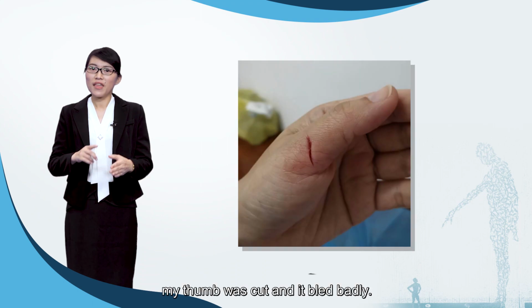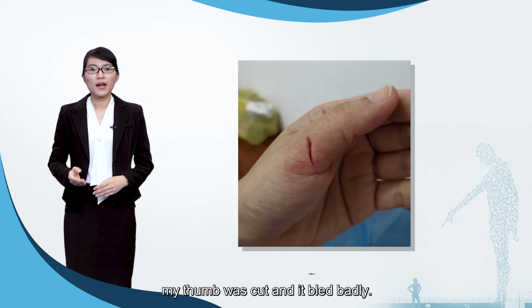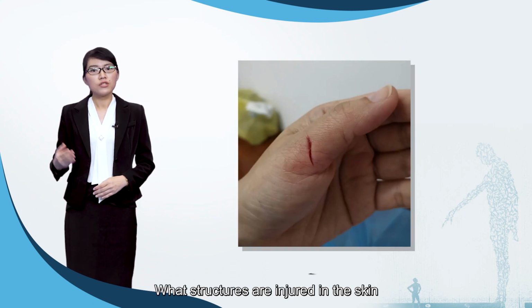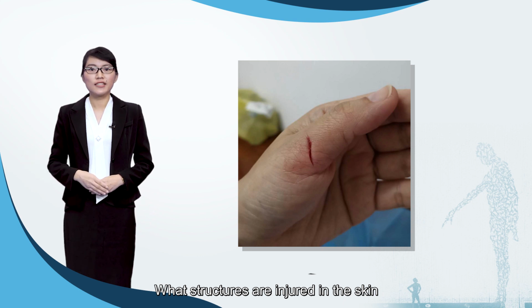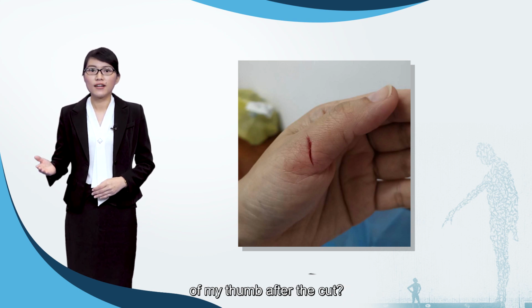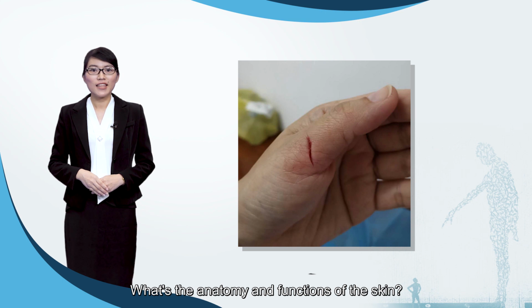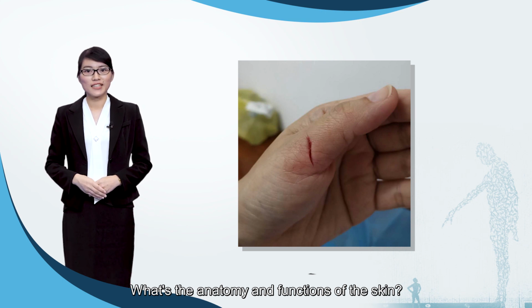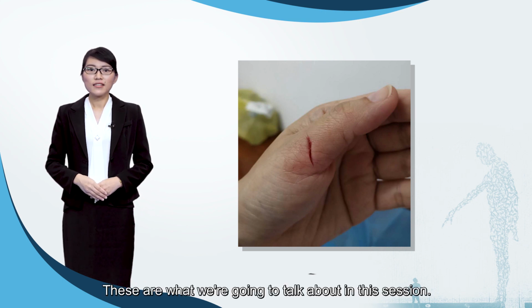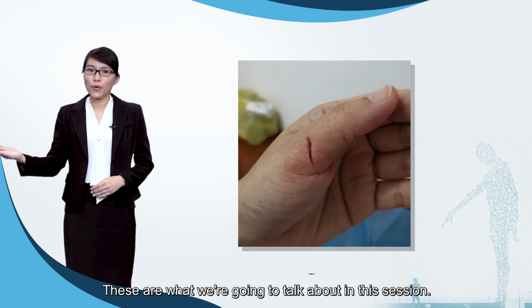One day, my thumb was cut and it bled badly. What structures are injured in the skin of my thumb after the cut? What's the anatomy and functions of the skin? These are what we are going to talk about in this session.